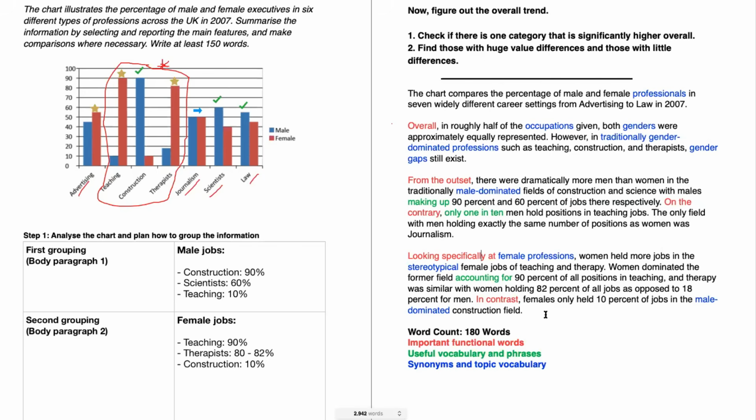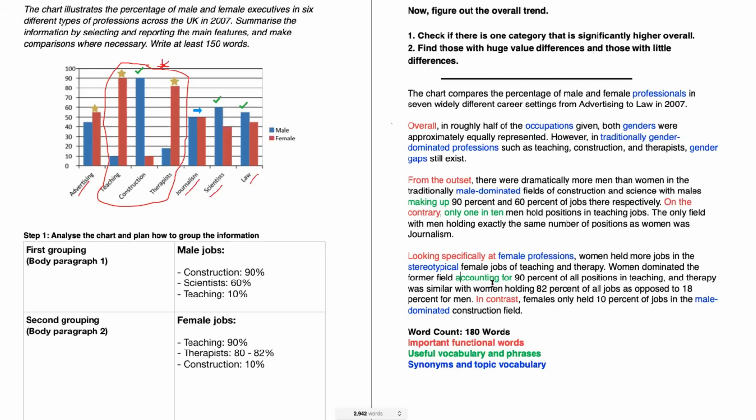Now we've got our last paragraph here. Again, we've got looking specifically at, which is a great functional word to look at detail. Looking specifically at female professions, women held more jobs in the stereotypical female jobs of teaching and therapy.